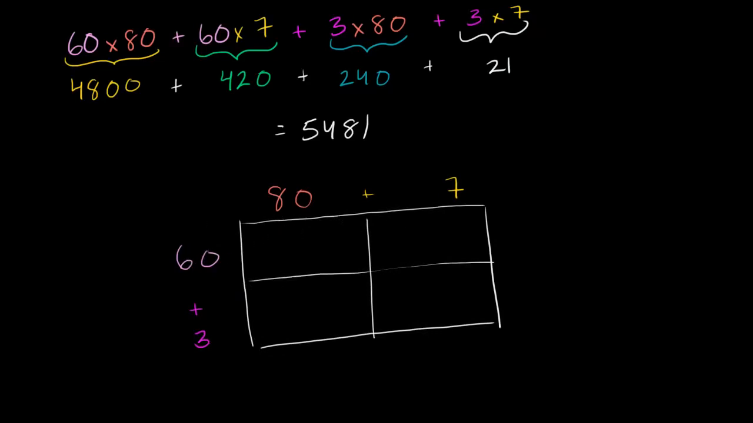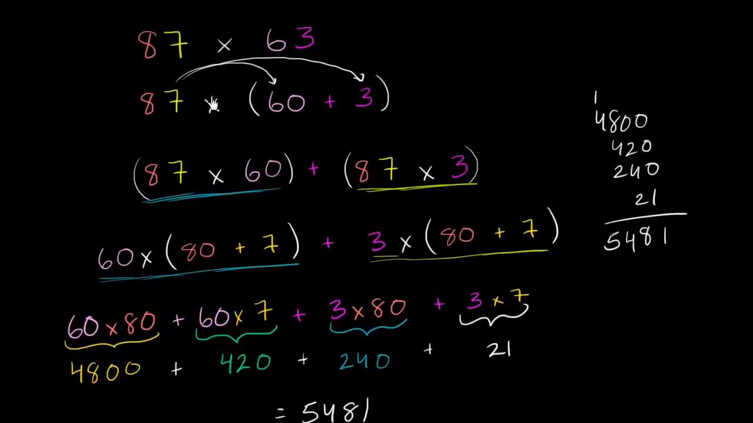And then you just have to calculate. What's 60 times 80? We already calculated that. That's 4,800. What is 60 times 7? That's going to be 420. What is 3 times 80? We already calculated that. That is 240. And finally, what is 3 times 7? 21. You add them all together, you get 5,481.